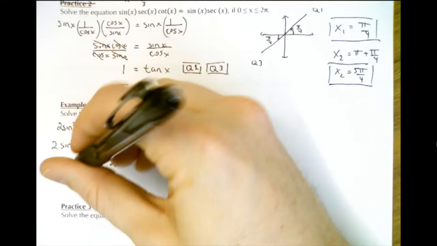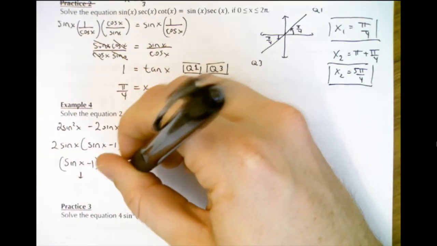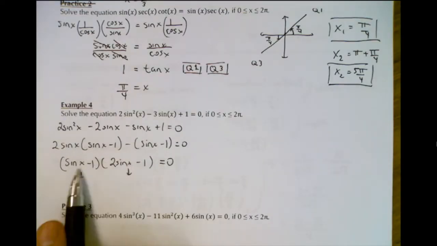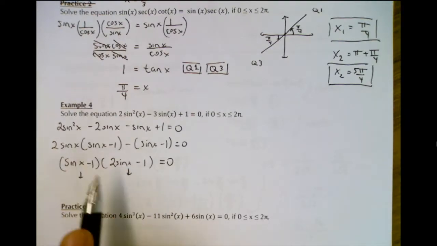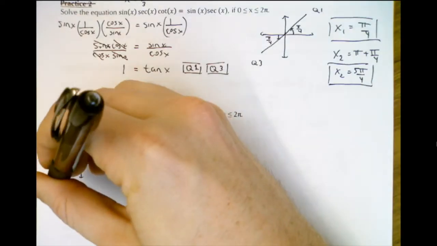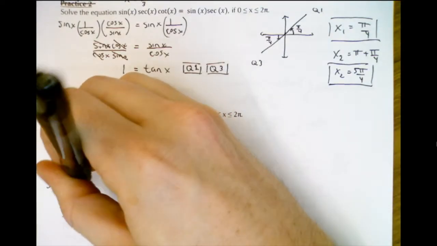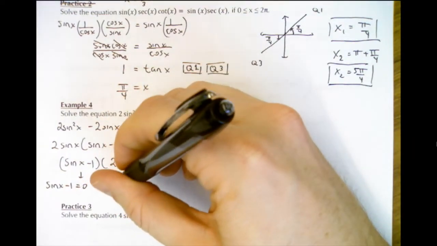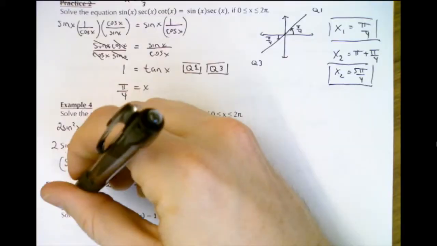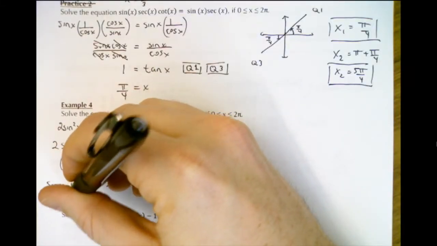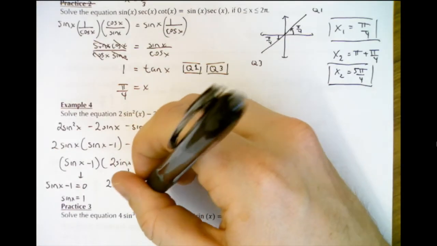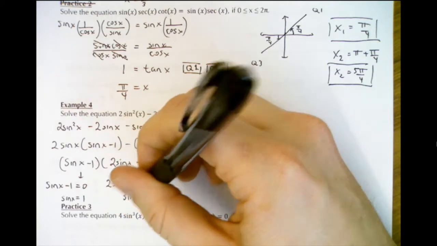And then to solve this, to make an expression of two factors equal 0, it's when either of the factors equals 0. So it's when sine x minus 1 equals 0, or when 2 sine x minus 1 equals 0. And now we can start solving. Well, that's when sine x equals 1, or this one is when sine x equals 1/2.